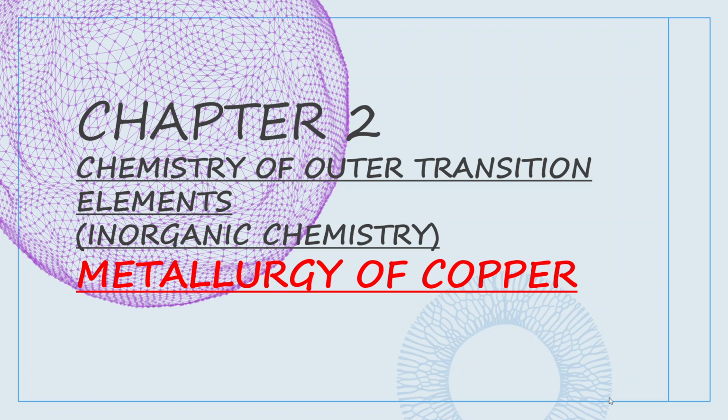This is Chapter 2, Chemistry of Outer Transition Elements, that is part of inorganic chemistry, and the topic that we will study today is the metallurgy of copper. First, I'll tell you about the properties of copper.